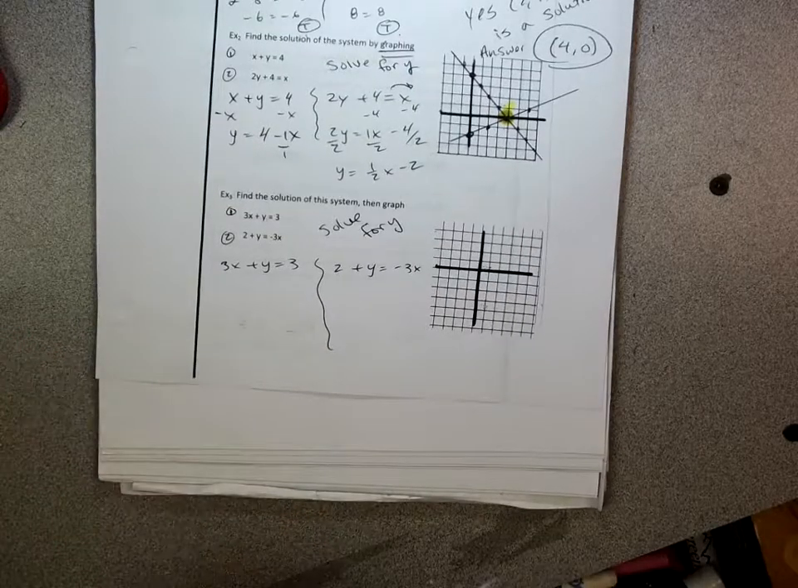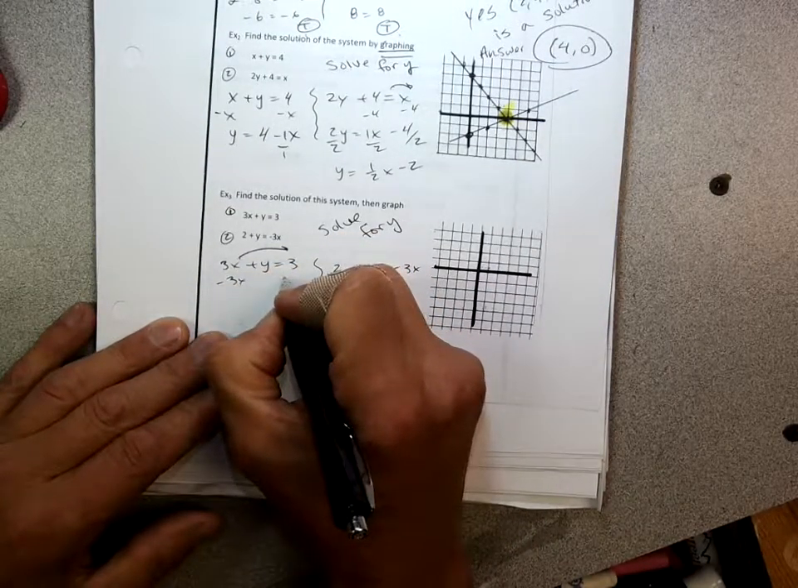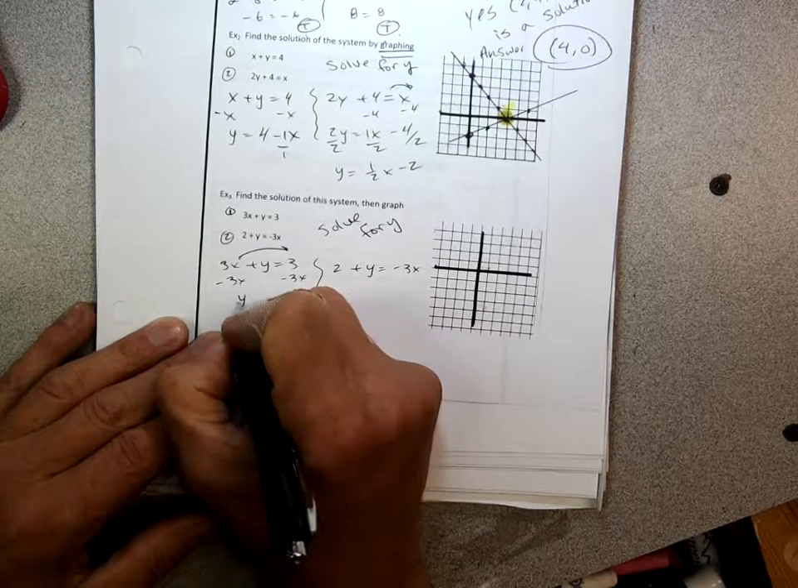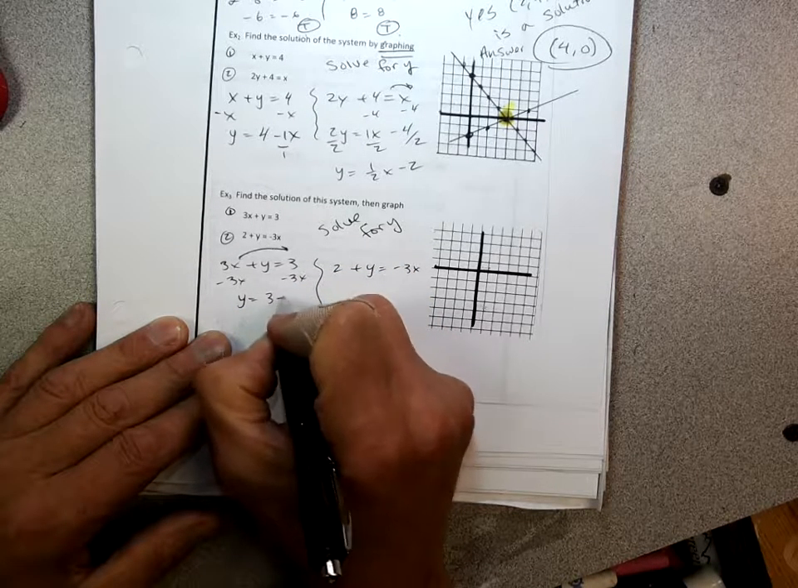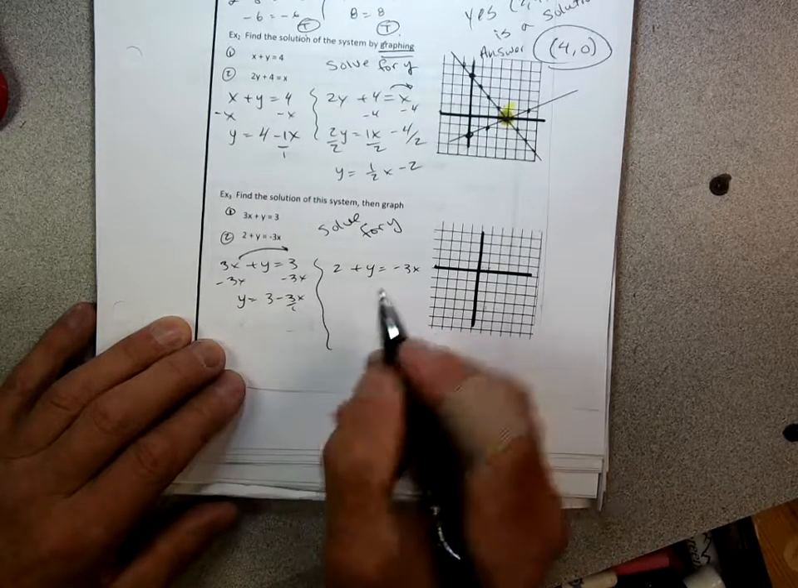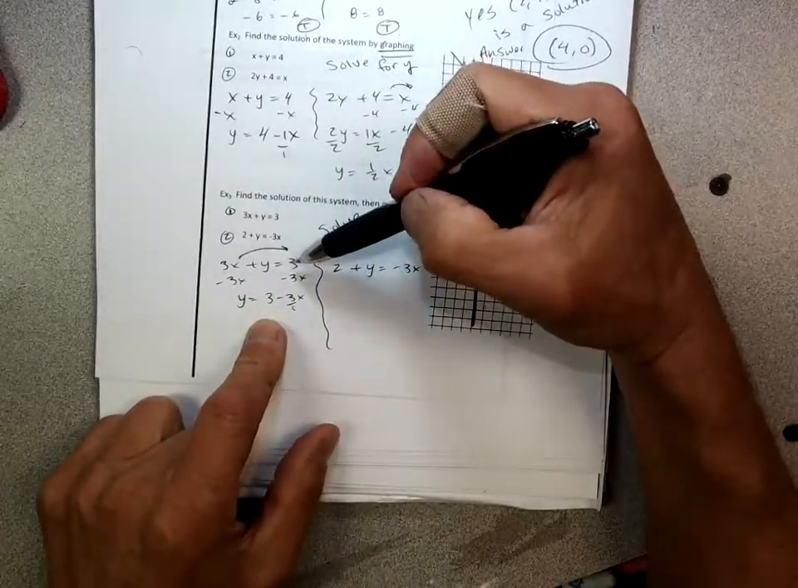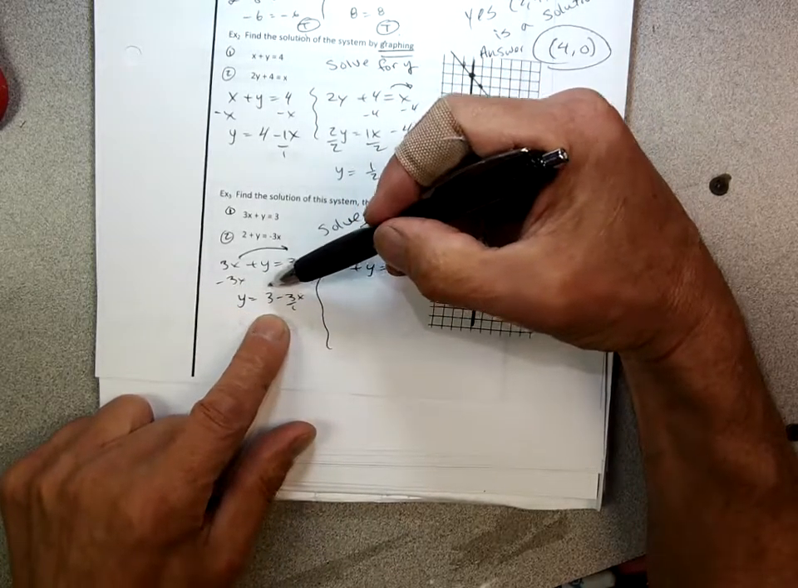So, in this case, I'm going to bring over the 3x. So I'm going to go minus 3x, minus 3x. So I'll have y equals 3 minus 3x, okay? I might make that a 3 over 1. It's going to make it easy to graph. So I brought over 3x, so I've got y equals 3 minus 3x.